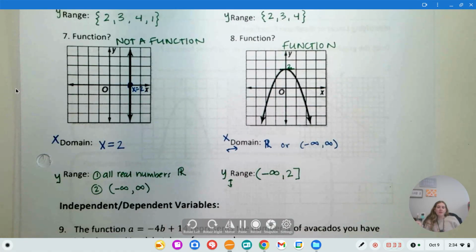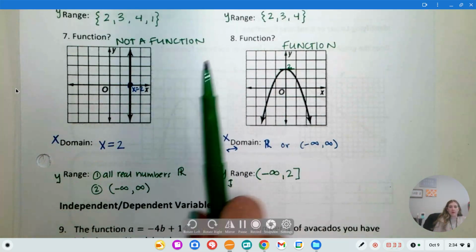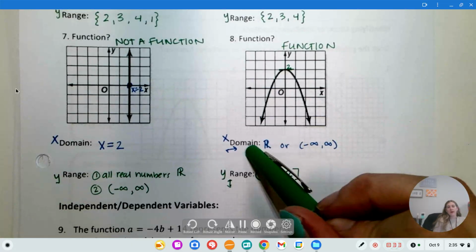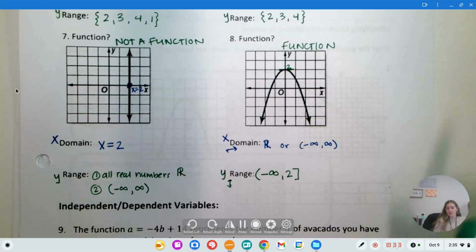So that is it for functions. If you have ordered pairs, a table, or a map, do the X's repeat, yes or no. If you have a graph, then that's when you're doing that vertical line test on your paper. Does it touch more than one time, yes or no? Domain are X's, range are the Y values.